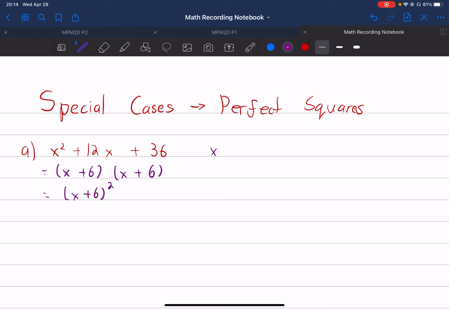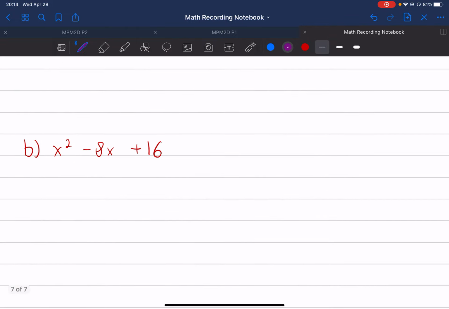That's the example for this one here. You can see this by x squared square rooted, and 36 square rooted. Okay, let's try another example here. So we have x squared minus 8x plus 16. If I do the square root of x squared, I'm going to get x. If I do the square root of 16, I'm going to get 4. Now 4 plus 4 gives me 8. But I got a negative 8 over here.